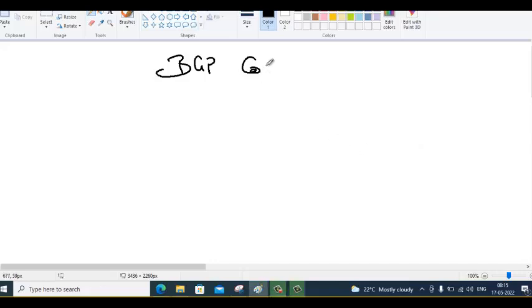BGP Community. You see, community is nothing but grouping, right? Grouping, community attribute.